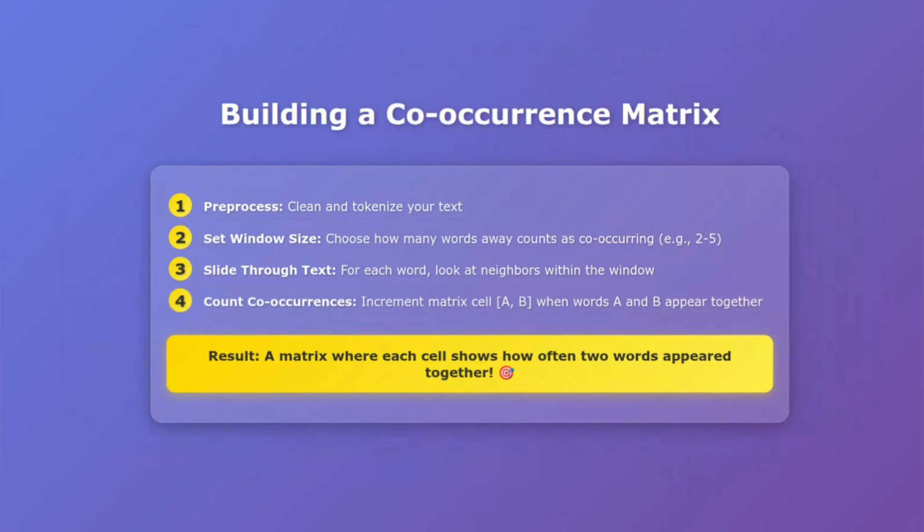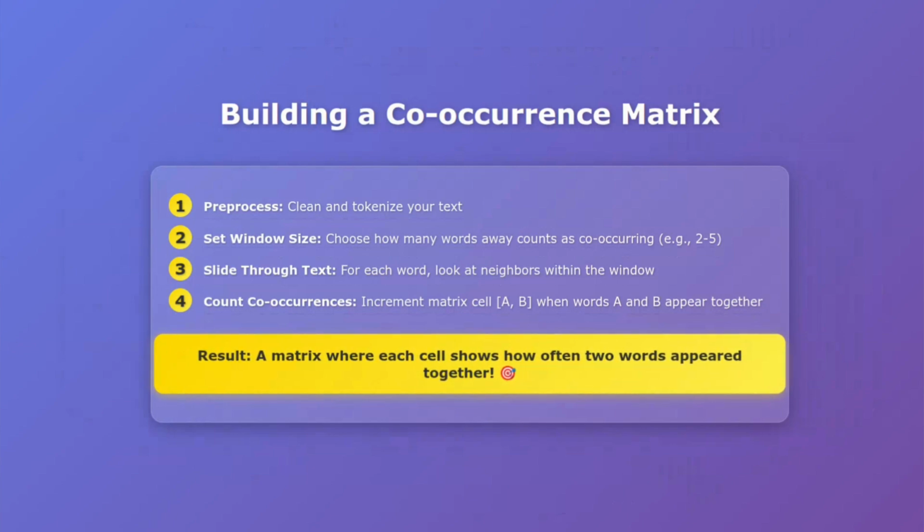Let's break down exactly how we build a co-occurrence matrix. Step 1. Pre-process your text. The usual cleaning, tokenizing, all that good stuff we've done before. Step 2. Set your window size. This is a hyperparameter you can tune. Smaller windows capture tighter relationships. Larger windows cast a wider net.